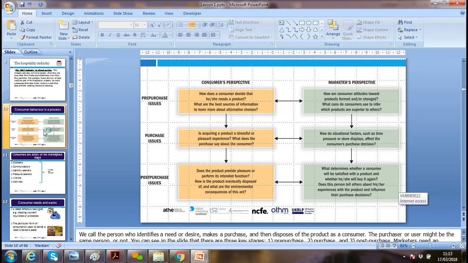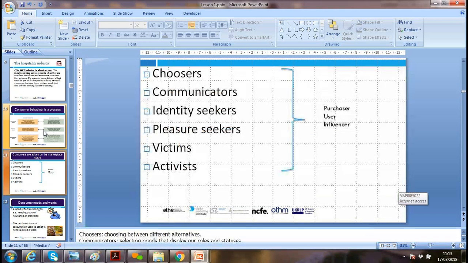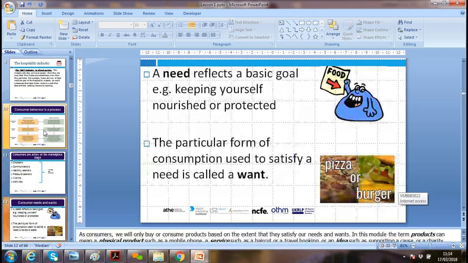In the hospitality industry, we need to look at how the consumer's attitude toward the product is formed, and how it changes with the passage of time. We can look at repurchase issues. Purchase issues: is acquiring the product stressful or pleasant? So we need to look at whether the consumer finds an easy, pleasant environment within the hospitality industry or not. And how situational factors such as time pressure, store displays and all sorts of things affect this.